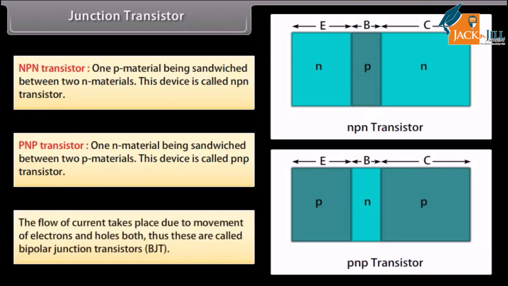The flow of current takes place due to movement of both electrons and holes. Thus, these are called bipolar junction transistors.